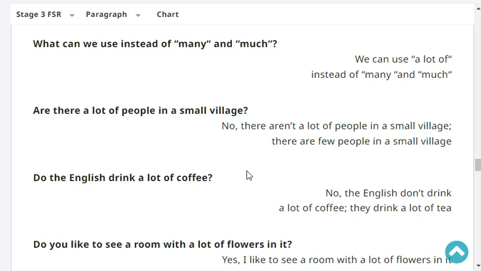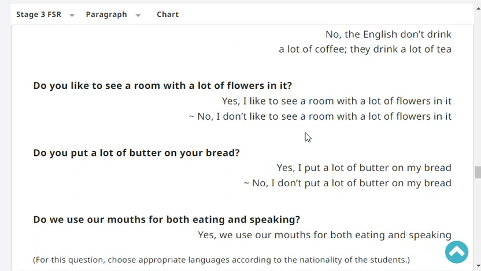Do you like to see a room with a lot of flowers in it? Yes or no? Yes, I like to see a room with a lot of flowers in it.